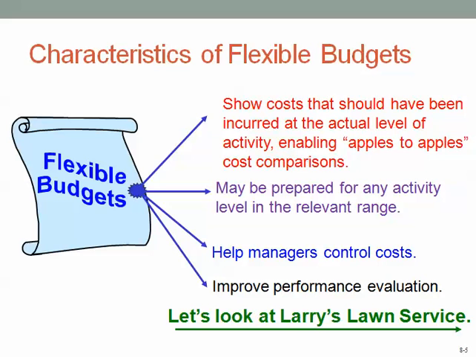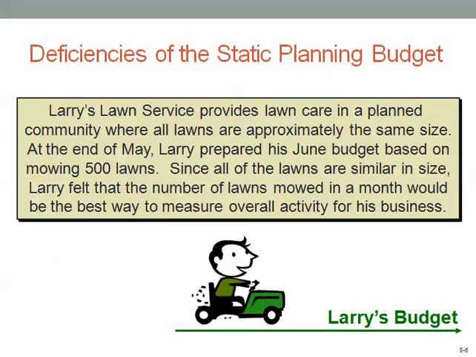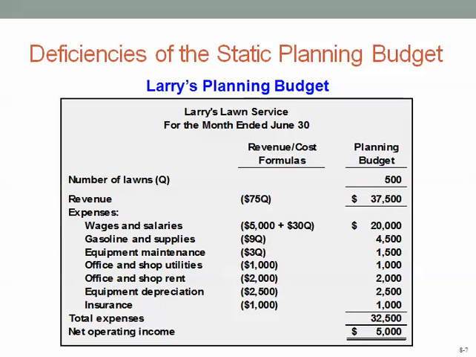Let's look at a flexible budget for Larry's Lawn Service. Larry's Lawn Service provides lawn care in a planned community where all lawns are approximately the same size. At the end of May, Larry prepared his June budget based on his expectation of mowing 500 lawns in the month of June. Since all the lawns are similar in size, he felt the number of lawns mowed in the month would be the best way to measure the overall activity level for his business. Here's Larry's planning or static budget.